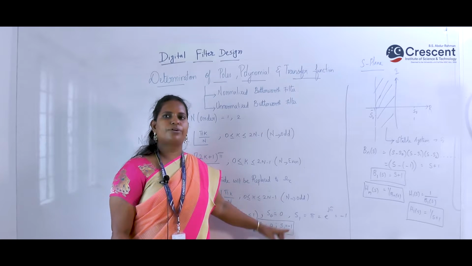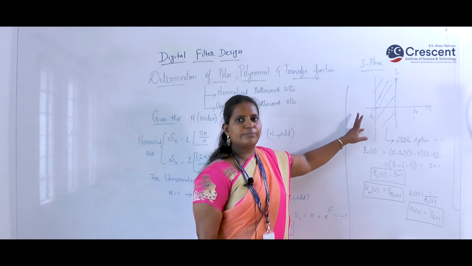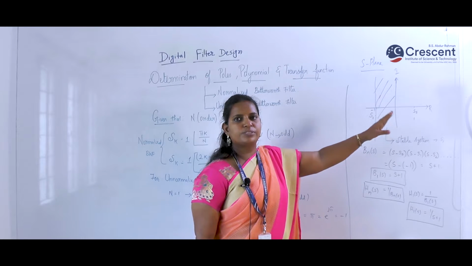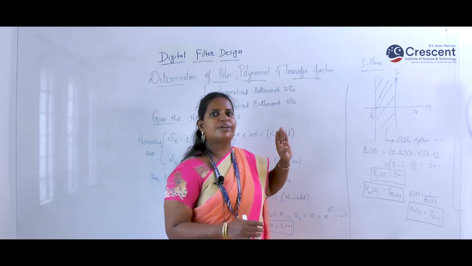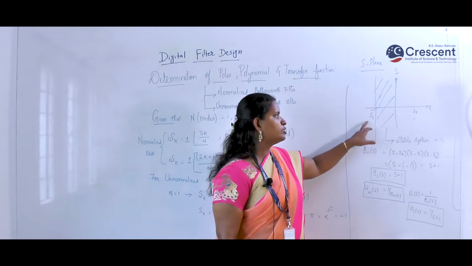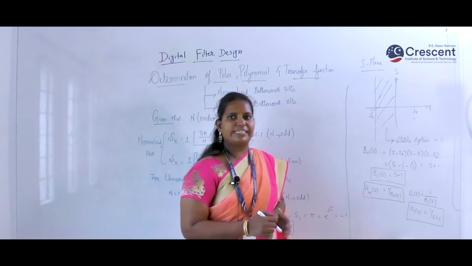These values are to be plotted in your S-plane graph. So we have taken a real value as well as the imaginary value. When you plot it, the S0 value lies towards your right side and the S1 value lies towards your left side. As we know very well, when the poles lie towards the left side, it will be a stable system. So we are going to consider only the value of S1, and we are going to eliminate the value of S0.